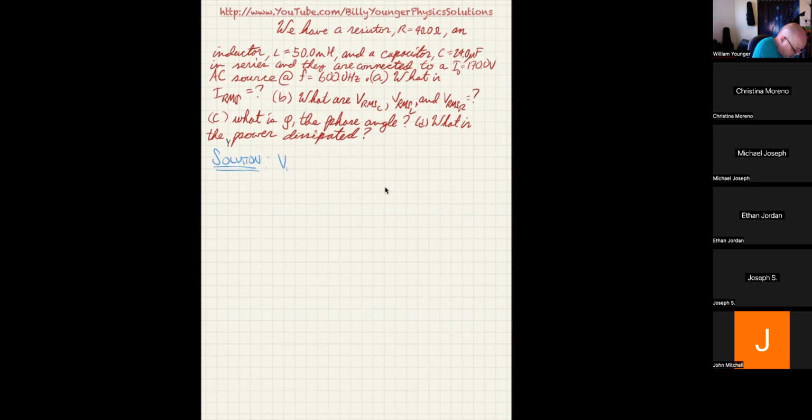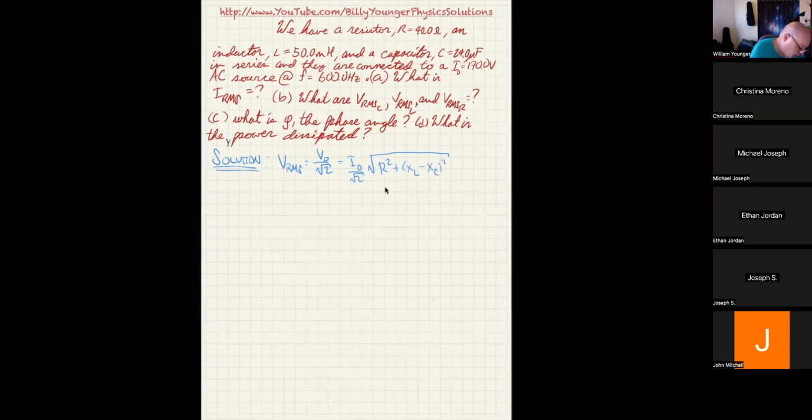So VRMS is actually V0 over the square root of 2, which is actually I0 times the square root of R squared plus XL minus XC squared, over the square root of 2.